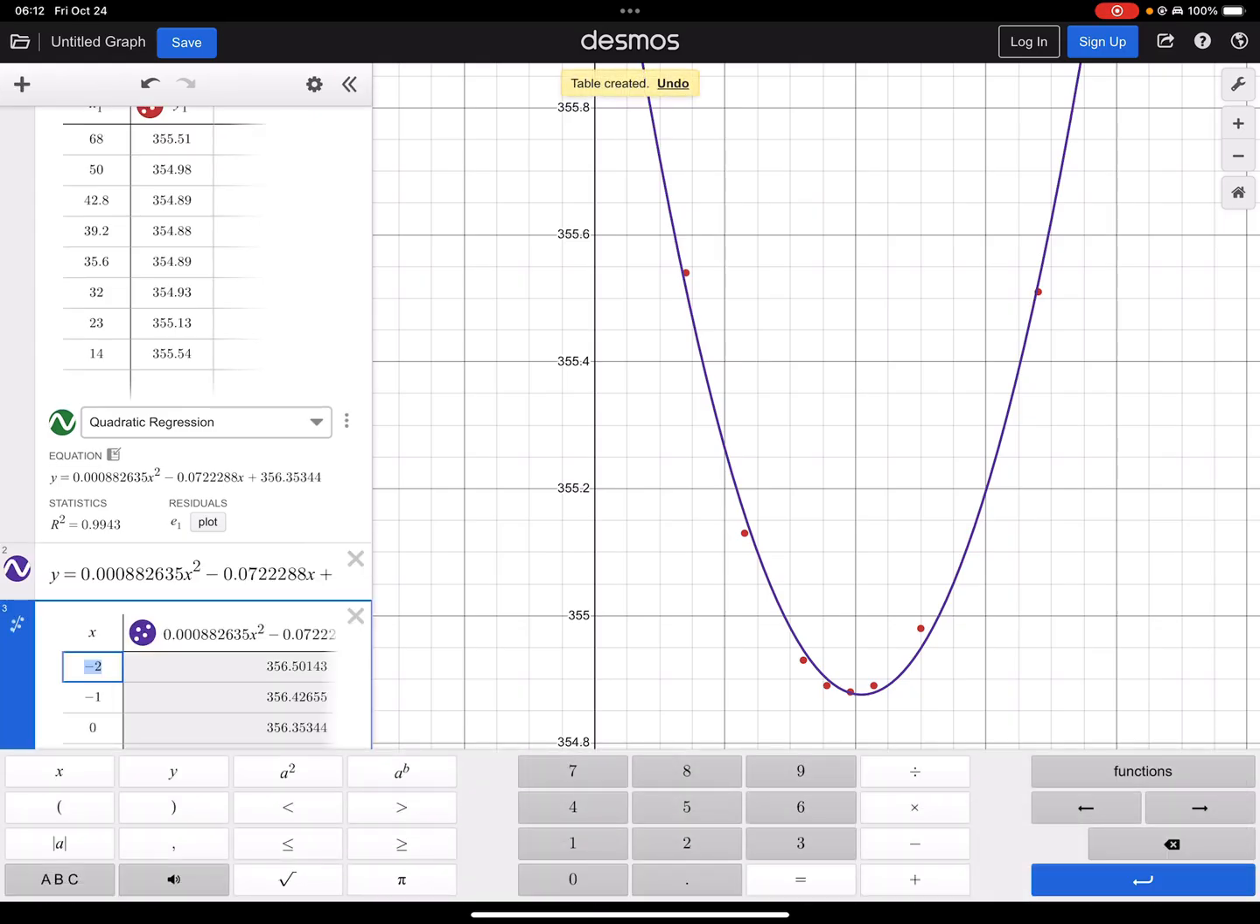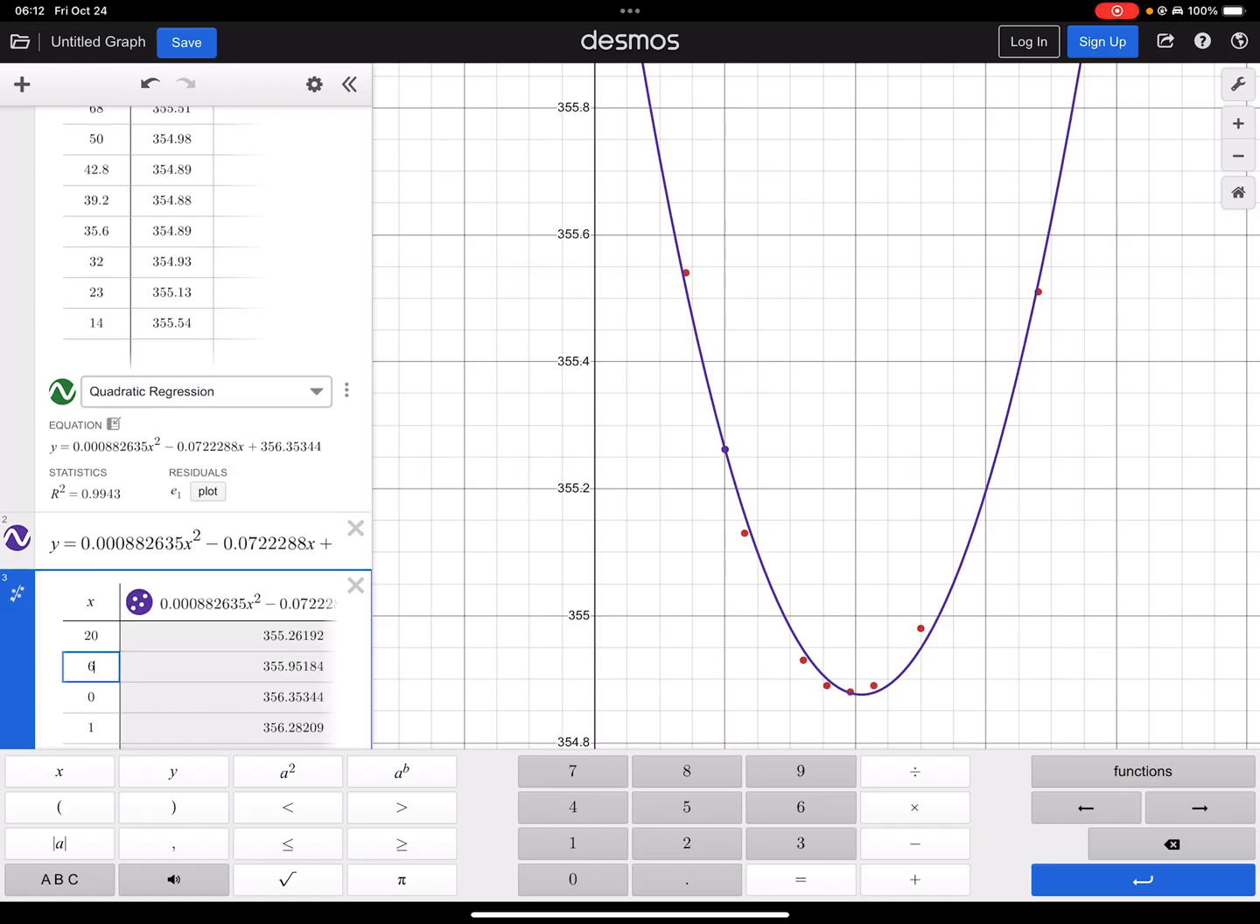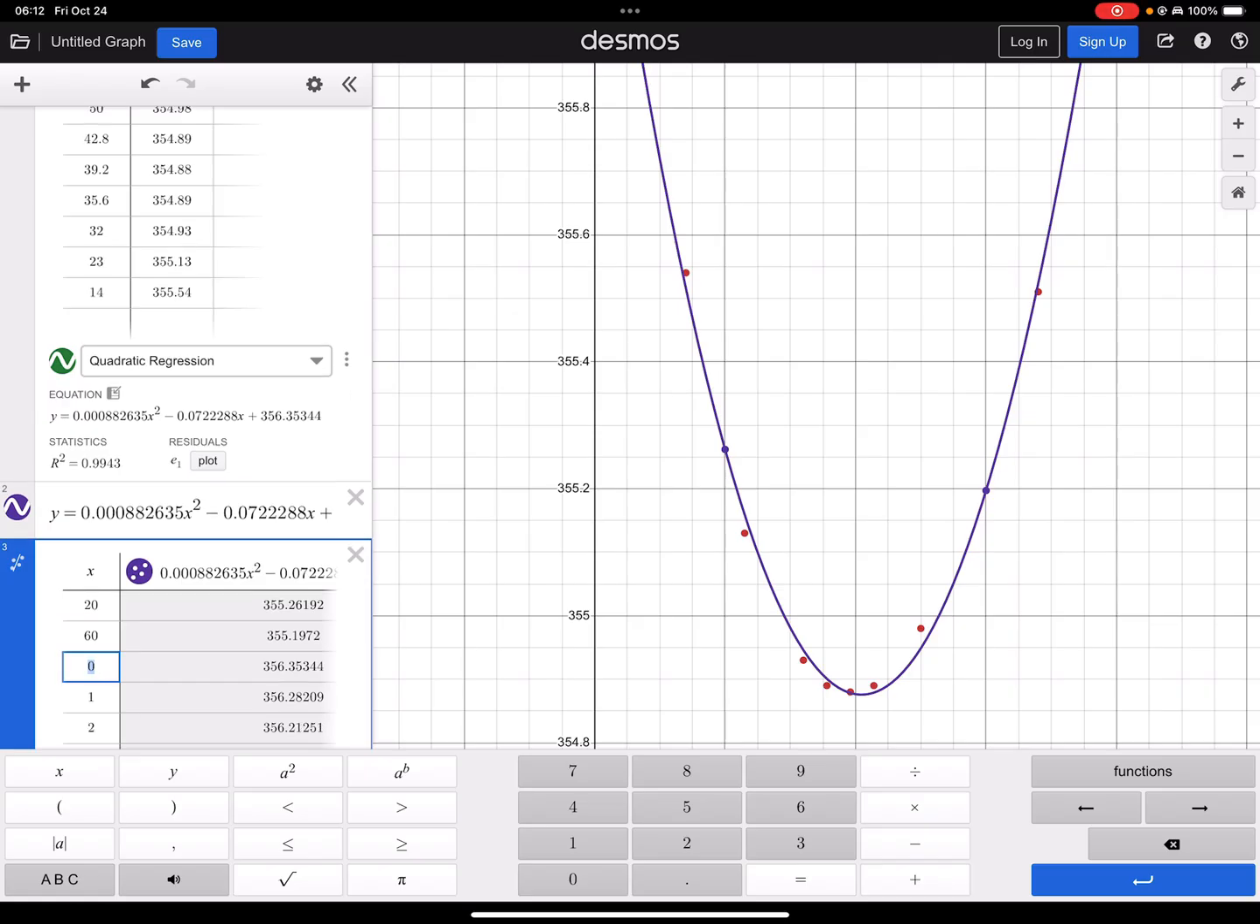What this does is you can change these x values to get the y values that they're associated with. So we want to know when it's 20 degrees Fahrenheit, we type in 20, and it updates to 355.26. We also want to know when it's 60 degrees, so I'm going to change that to a 60, and it updates to 355.197, which rounds to 355.2. So that's how you can do that. If you wanted to know when it's 55 degrees Fahrenheit, what's the volume? Boom. You could just keep typing in numbers if you needed.